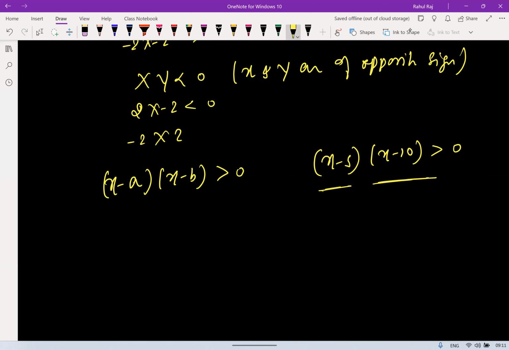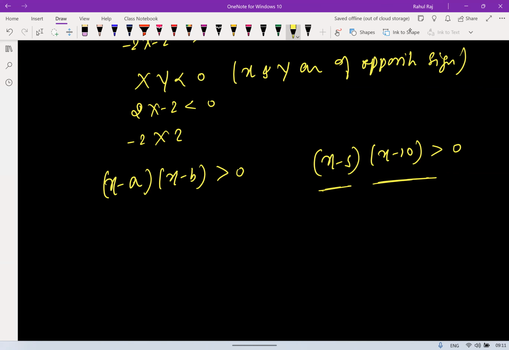It's written that x minus 5 into x minus 10 is greater than 0. And it becomes x square minus 10x minus 5x plus 50 is greater than 0. So that whole expression is greater than 0. You can simplify it further, but when you simplify it again, you end up getting the same thing.